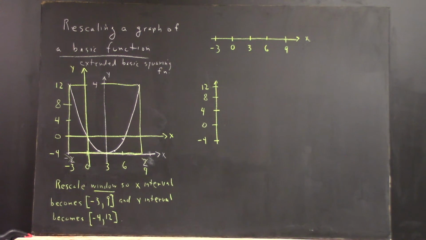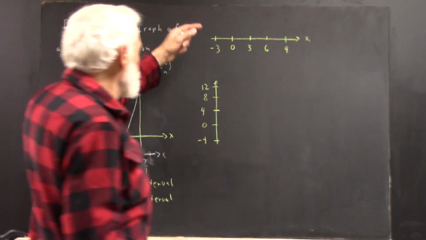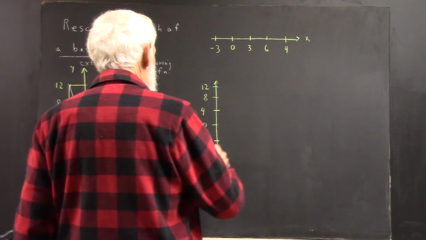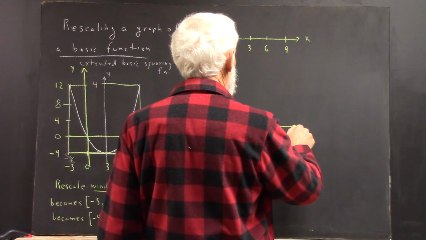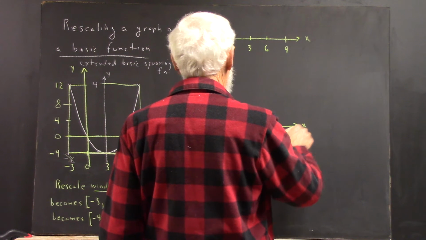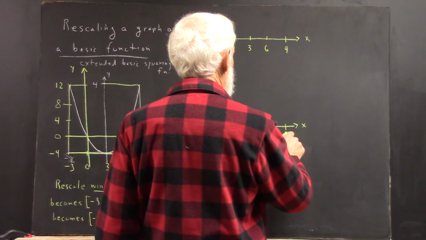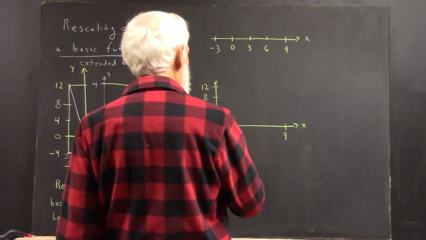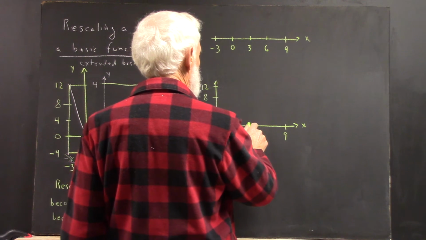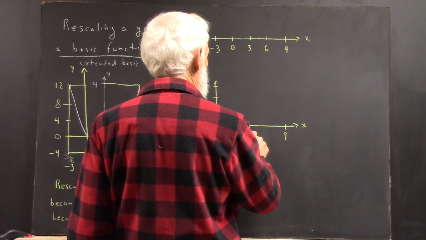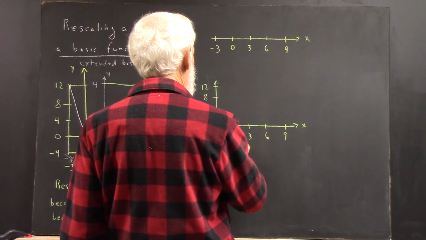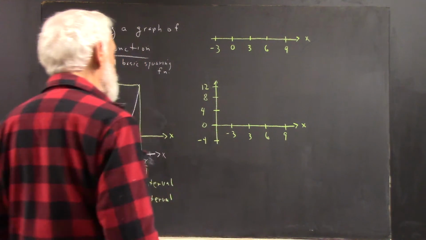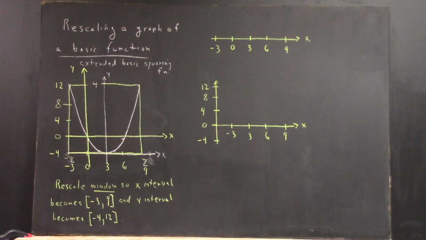Now, if we put these axes together, they're going to look like this, where you've got 9 here. Your halfway point would be 3. You have 6 here, and negative 3 here. So that's our new set of axes.